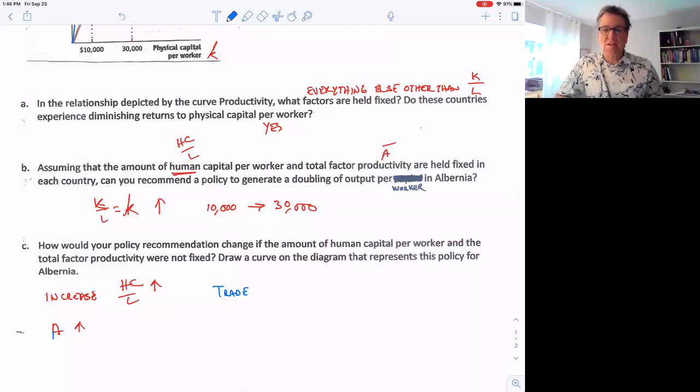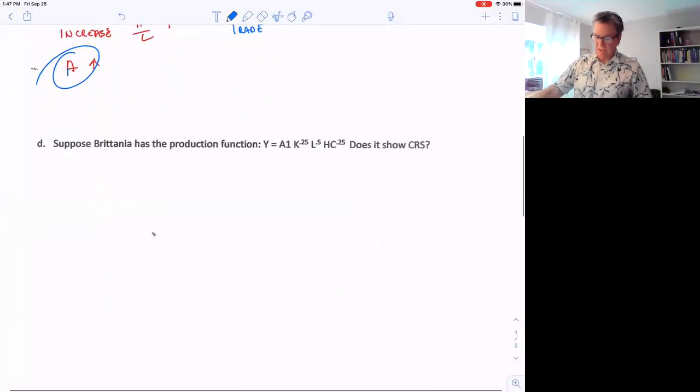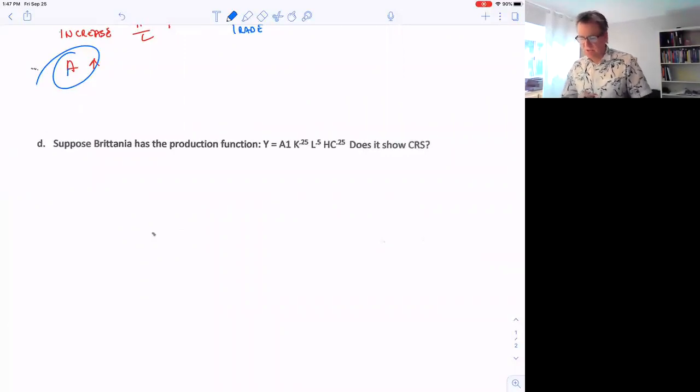So lots of other things could be done besides just increasing the amount of capital per worker. Some of the undeveloped countries have problems with not enough capital, but many times the reason is that there's some problem here that really needs to be fixed in this A category. Some problems with their government, essentially some bad government policies that keep them poor. Okay, the last question. Suppose Britannia has a production function that looks like this.